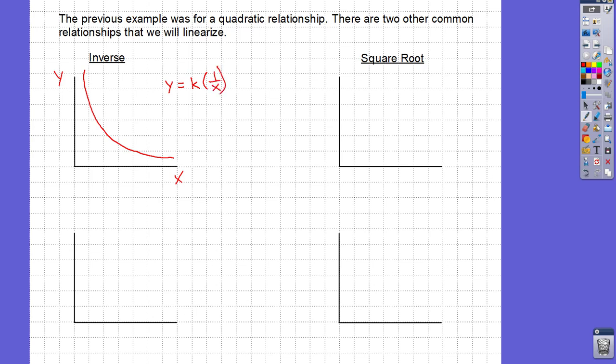Okay, and so to linearize that, we're going to graph y versus 1 over x to linearize. Okay, so if you take all the x data, you have your x and y data. If we take y and we graph it as 1 over x, then you should get a straight line.